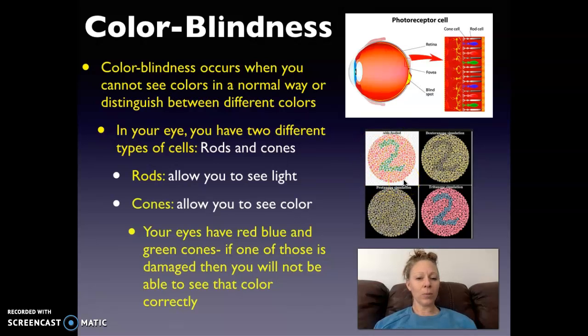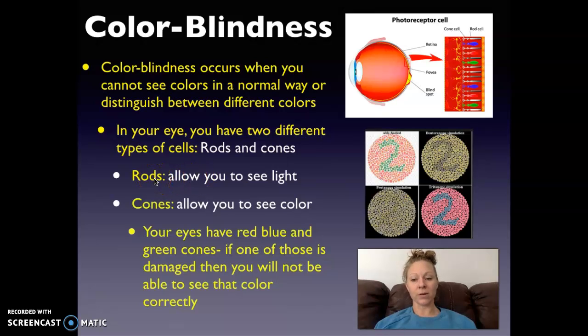If you have color blindness, there's a couple of different types of color blindness. Let's not get too deep into that. But you may not be able to see that 2 if you can't tell your reds and your greens and your blues apart. And so here, these are different versions of color blindness. And this is a result of the cells in your eyes not functioning properly.